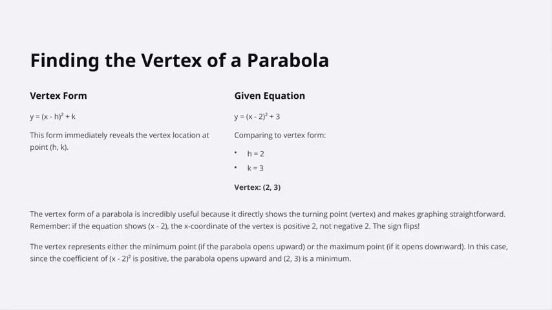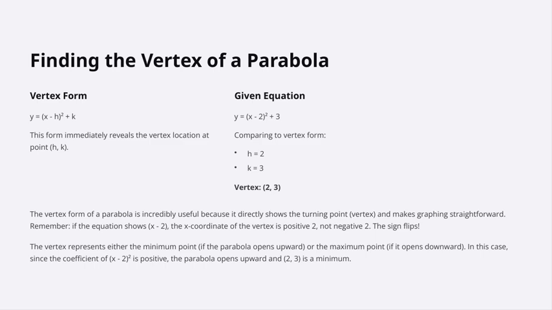Let's talk about finding the vertex of a parabola using the vertex form. The general form looks like this: y equals (x minus h) squared plus k. This form is really handy because it immediately shows us the vertex's location at the point (h, k). For example, if we have the equation y equals (x minus 2) squared plus 3, we can directly compare it to the vertex form. From this, we see that h equals 2 and k equals 3.